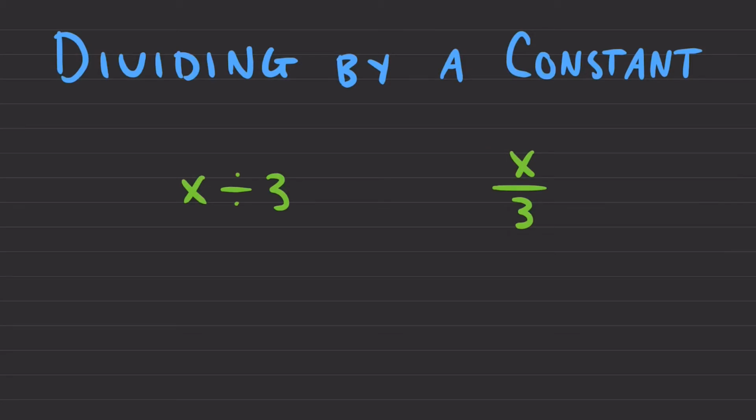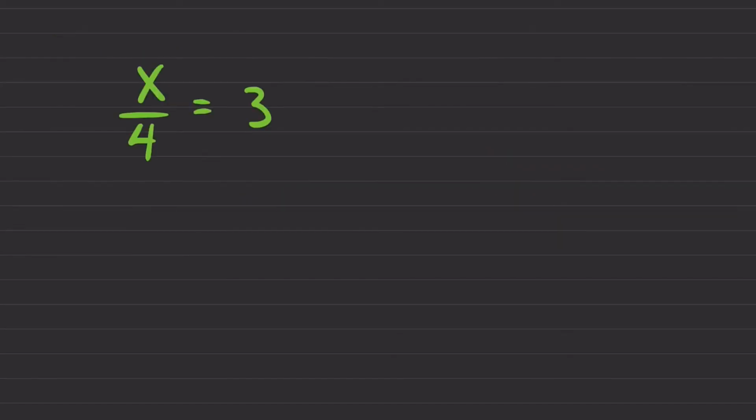So I'll show you two examples. In this example, I've got x over 4 equals 3. Now remember, that really means x divided by 4 is equal to 3. So just to think about it in your head, what we're looking for is a number x such that when you divide it by 4, that equals 3. So let's try some things.